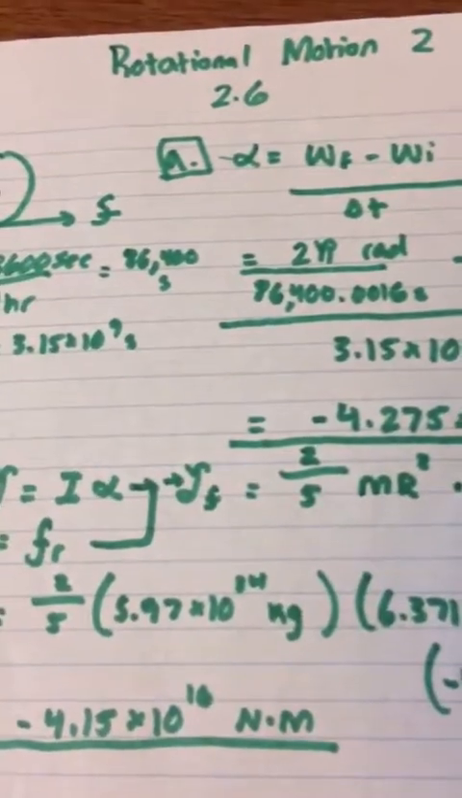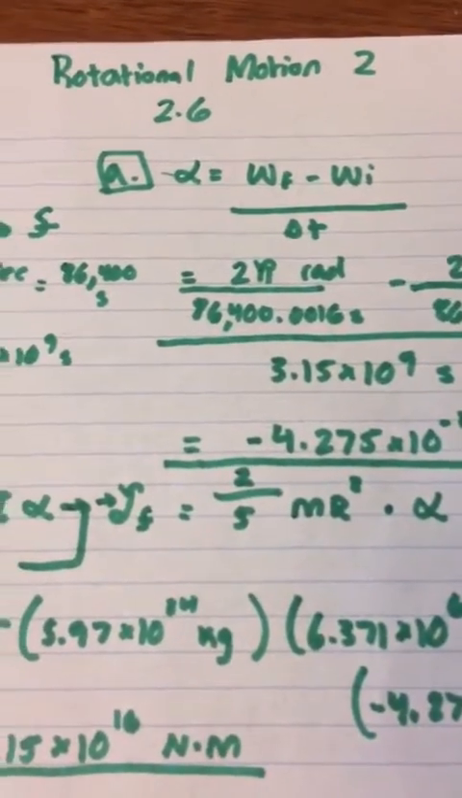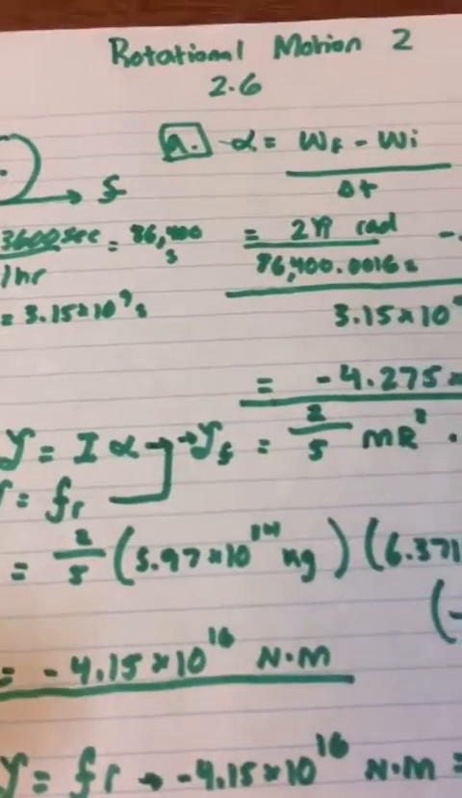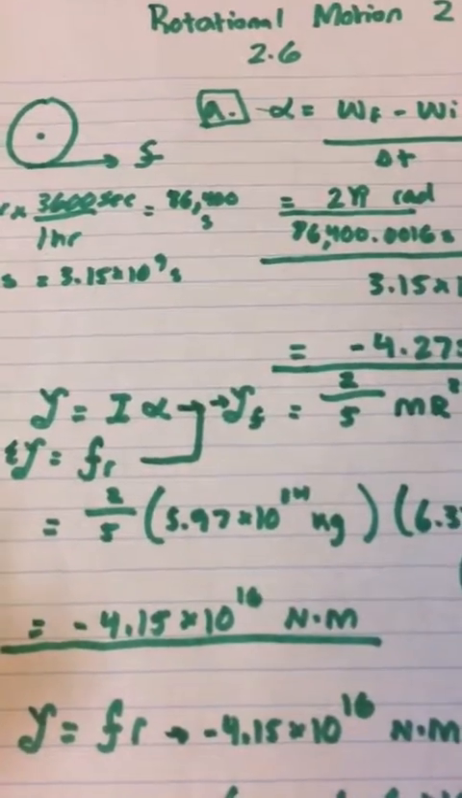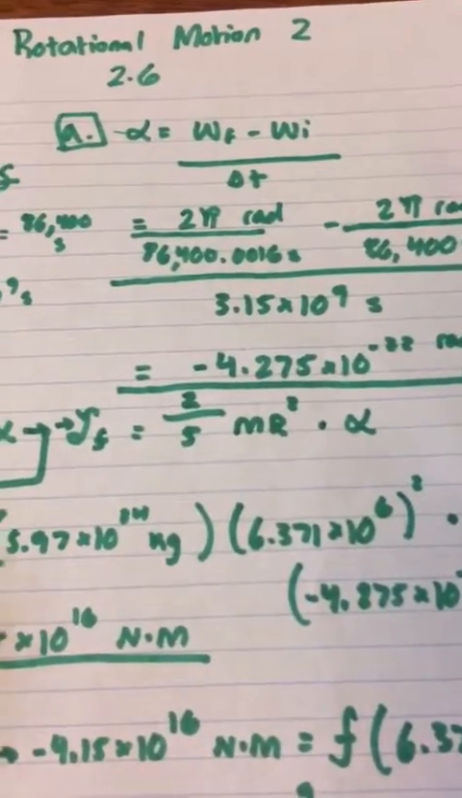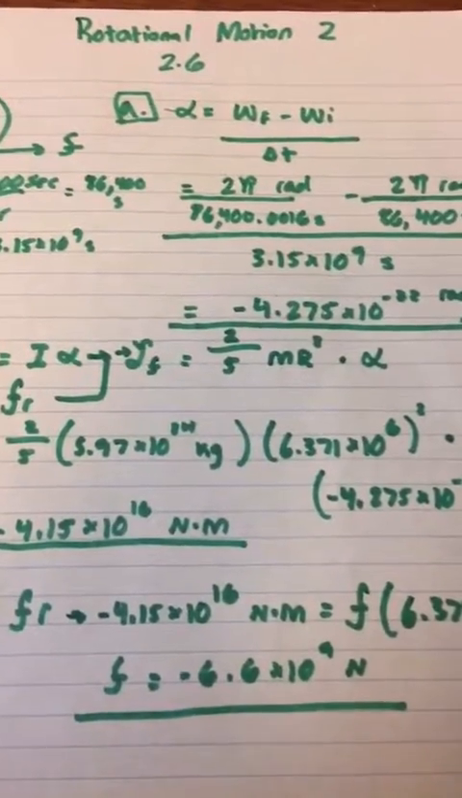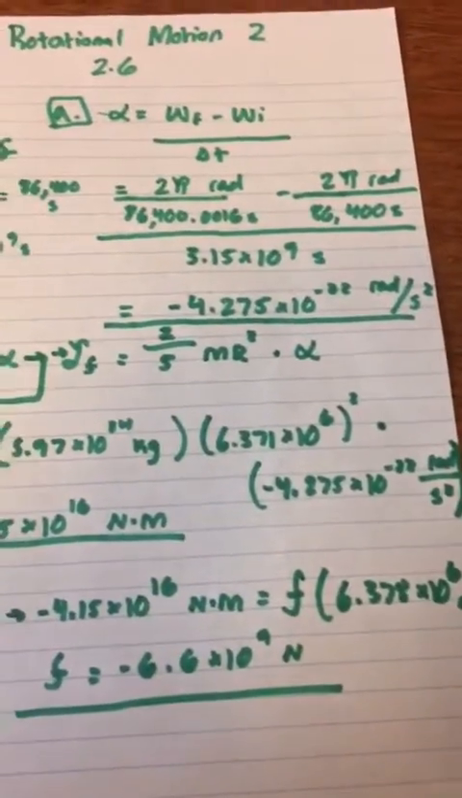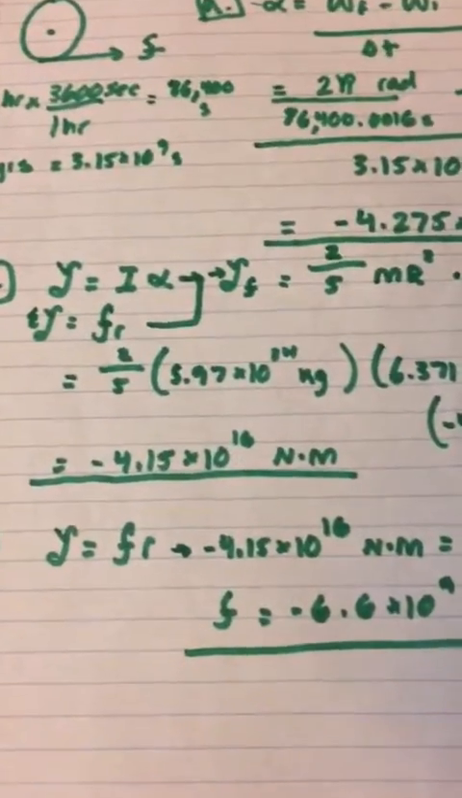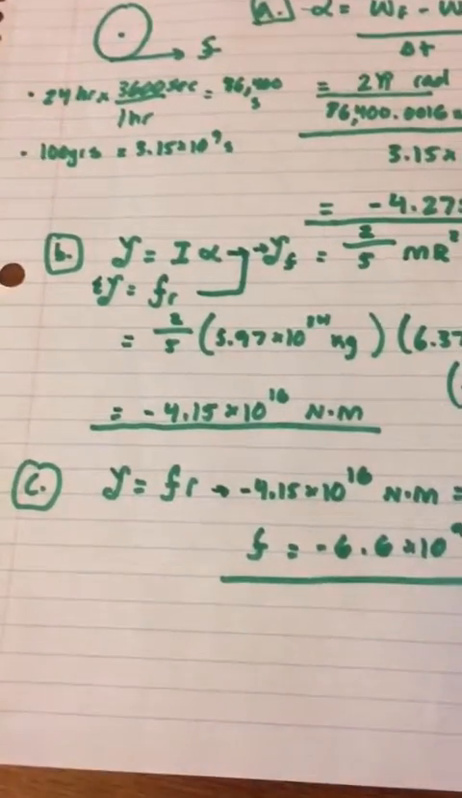So this will give us that the torque of friction is equal to 2/5 mr squared because it's a sphere, and we're assuming that it's completely uniform, times the angular acceleration. So, just looking up what the mass of the Earth is online, we get 5.97 times 10 to the 24th kilograms, and the radius is 6.371 times 10 to the 6th. Sorry, those should actually have units. That's the radius, so that's going to be meters. And then we have that squared times the angular acceleration. Now, plugging those numbers in, you'll get negative 4.15 times 10 to the 16th newton meters as our torque exerted by the tides.